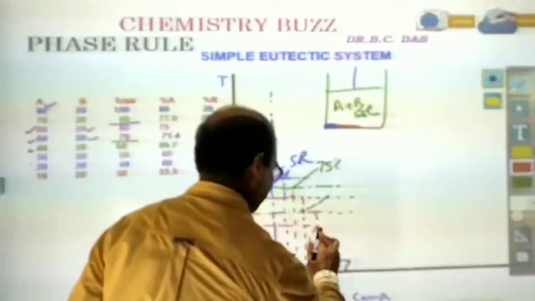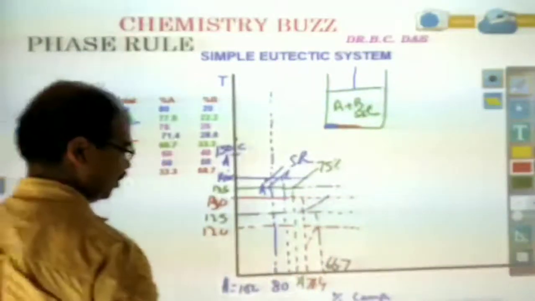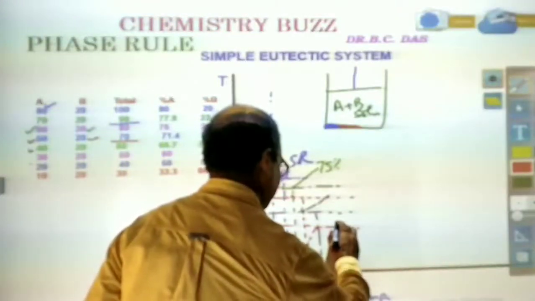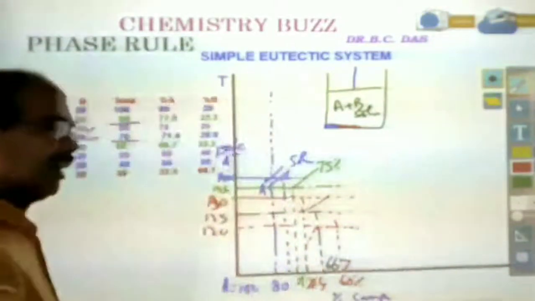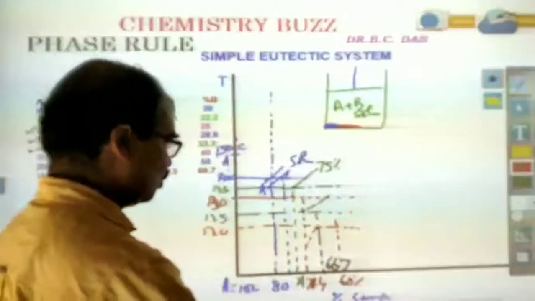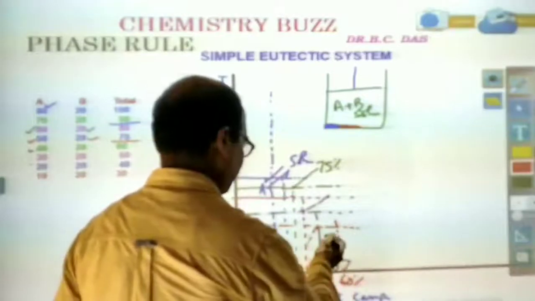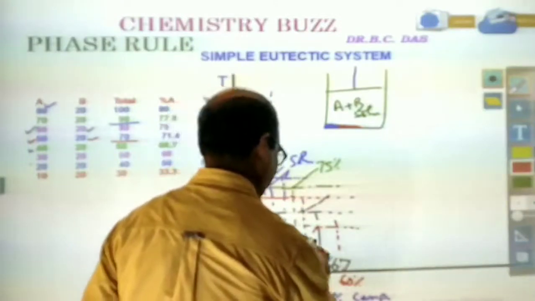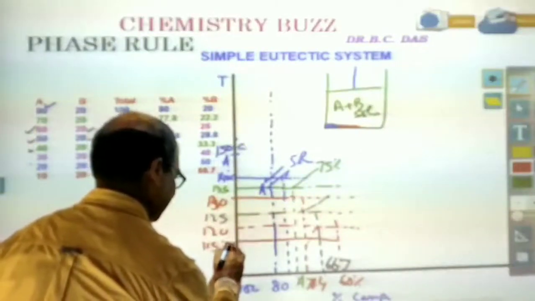At 120 degrees centigrade, the solution will have 60 to 40. Say we have reached a solution composition that is here, that is 60% of A and 40% of B. As I have pointed out, this is the composition, but at this composition the freezing point will be further lowered, say to 115 degrees centigrade.